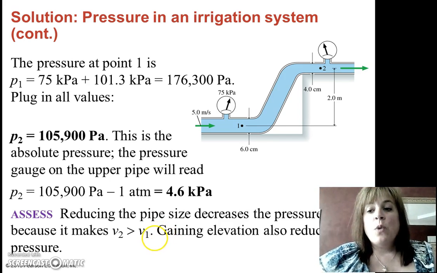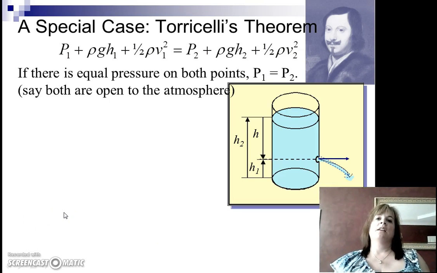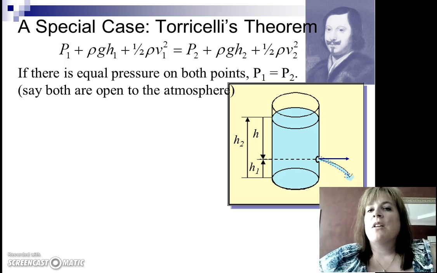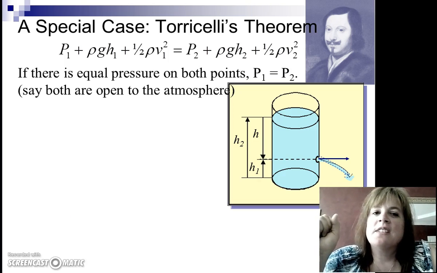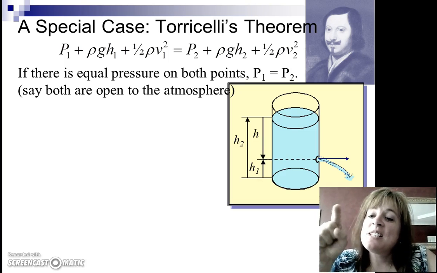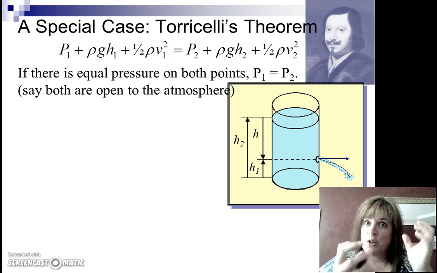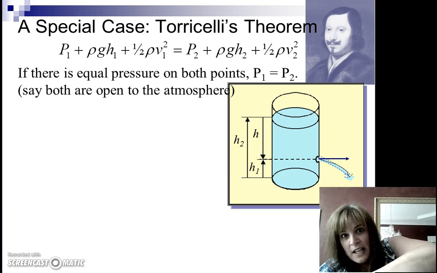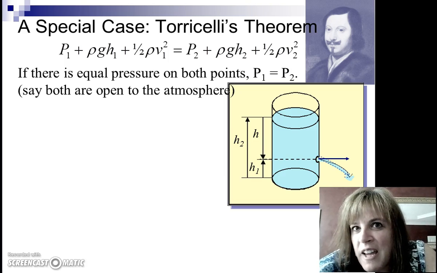Now, there's one more thing I want to talk about with regard to Bernoulli, and that's a special case called Torricelli's theorem. This actually came from Evangelista Torricelli, who was an Italian physicist and mathematician. In fact, he was the guy who invented the barometer. He actually filled a tube with mercury, put his hand over it, and inverted it in a plate. Maybe that's why he just made it past his 39th birthday.